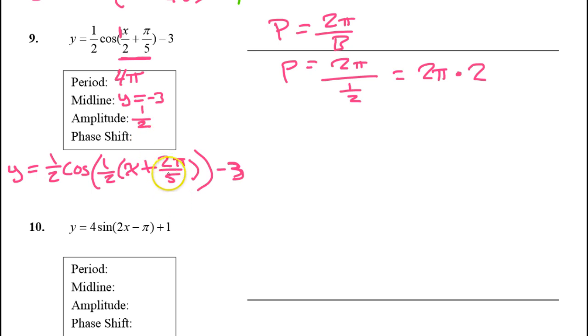Now the phase shift is going to come from this number that we got after we factored the 1/2 outside the parentheses. It will be the opposite sign, so I'm going to put -2 pi over 5. That is the phase shift. So let me just clean up my space here.